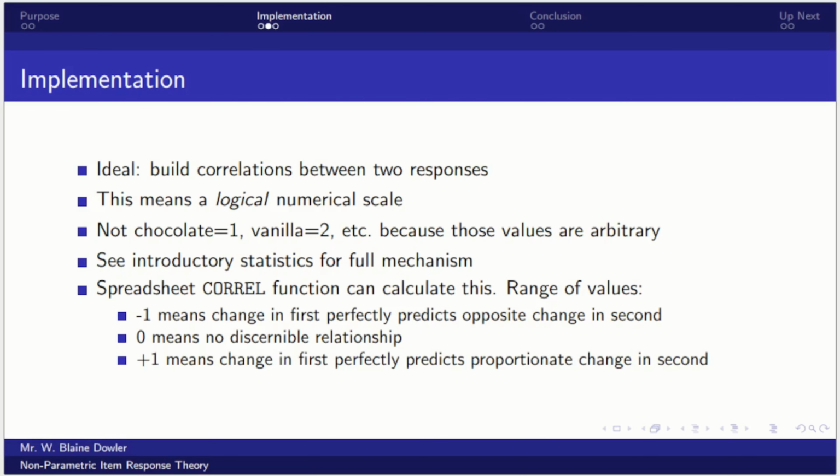A correlation of +1 means that you have a perfect predictive power for proportionate results in the second. So the maximum score in the first question always results in the maximum score in the second question. Minimum score in the first question always results in a minimum score in the second question. So you have that perfect predictive power. So these are the kind of patterns you are looking for, and the way that the questions are phrased and what you're looking at will determine which is the preferred response.